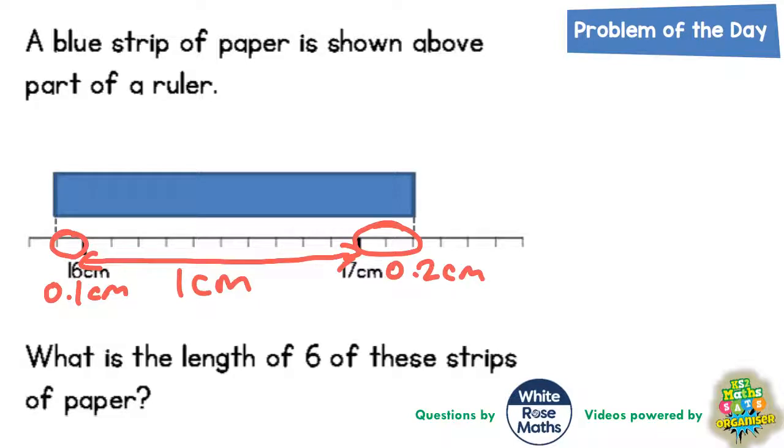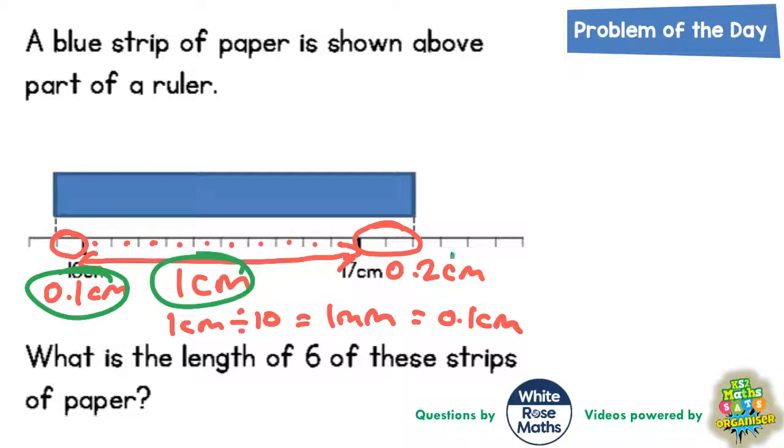And we know that each gap is worth 0.1 because there are 1, 2, 3, 4, 5, 6, 7, 8, 9, 10 little gaps between the 1 centimetre. And 1 centimetre divided by 10 is 1 millimetre. So 1 millimetre is 0.1 centimetres. So basically, if we put these gaps together, we've got 0.1, 1 whole 1, and 0.2, which makes 1.3 centimetres.